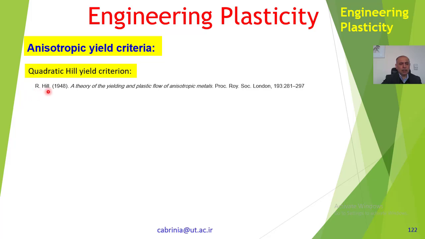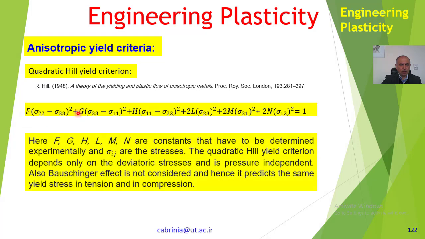The basis of the plasticity is due to Hill, A Theory of the Yielding and Plastic Flow of Anisotropic Metals, which was published in 1948. The quadratic Hill yield criterion has been presented, and it is in this form. That is Hill's yield criterion. It's called quadratic because of the degree 2 here, and we have these constants F, G, H, L, M, and N. This function is equal to 1.